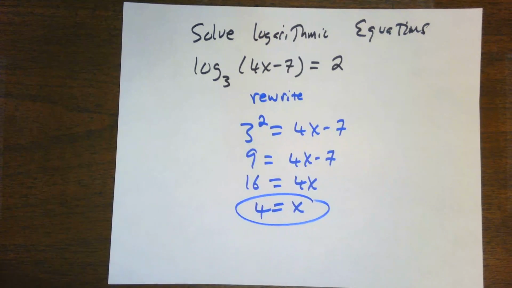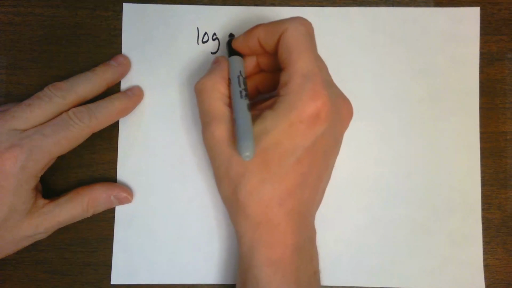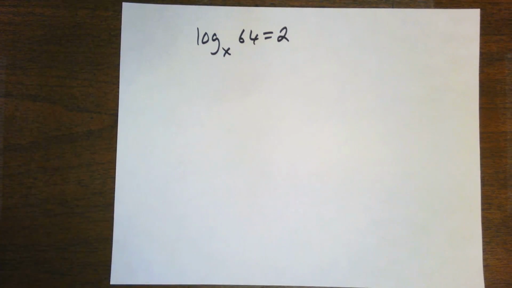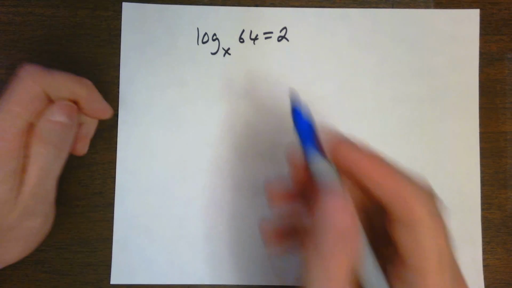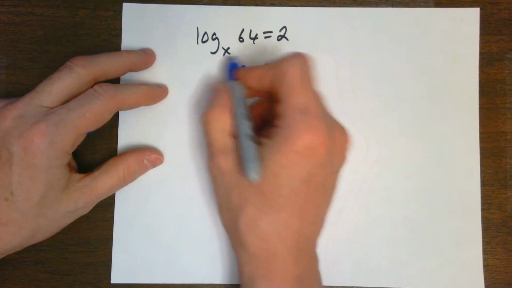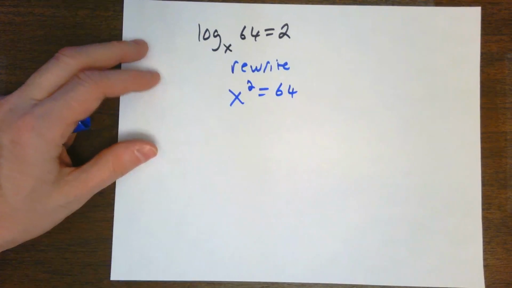Let's do another one. I'm going to put another one up here, and I'm going to pause. Go ahead and hit pause on the video and see if you can solve this one. How about log base x of 64 is 2? Hit pause and try it. All right, so if I rewrite, I get x to the power of 2 equals 64.